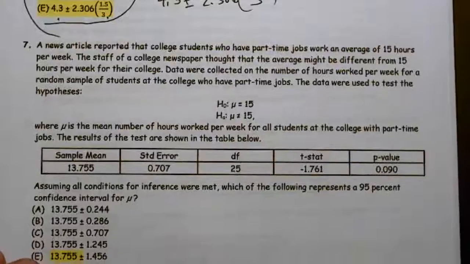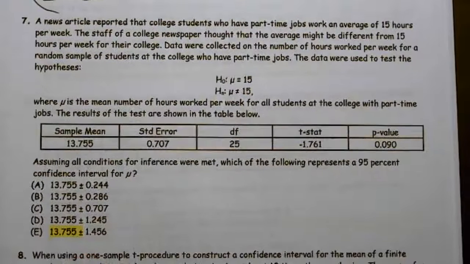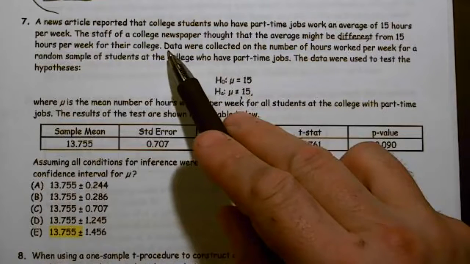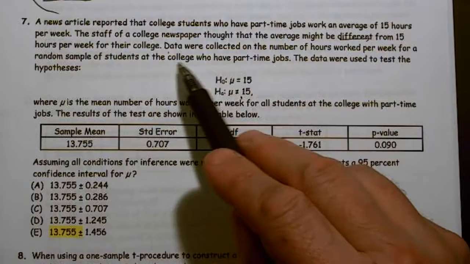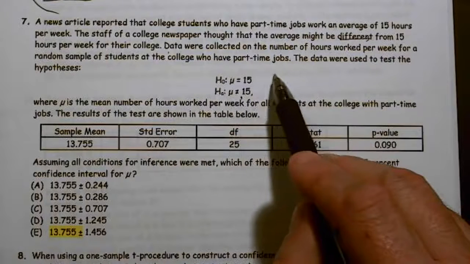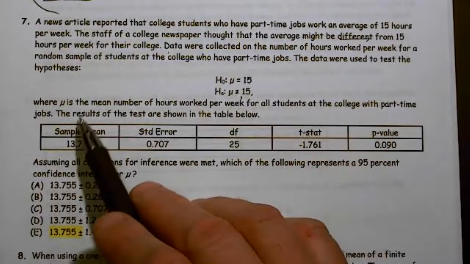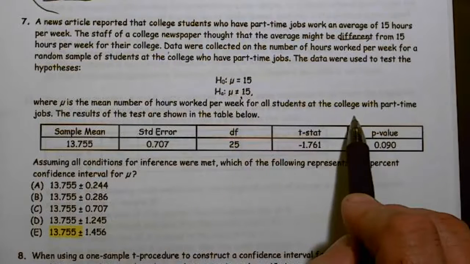All right, number 7. A news article reported that college students who have part-time jobs work an average of 15 hours per week. The staff of the college newspaper thought that the average might be different, so that's a key phrase because that's not equal, from 15 hours a week for the college students. Data were collected on the number of hours worked per week for a random sample of students at the college who have part-time jobs. The data were used to test the hypothesis, where mu is the mean number of hours worked per week for all students at the college with part-time jobs.